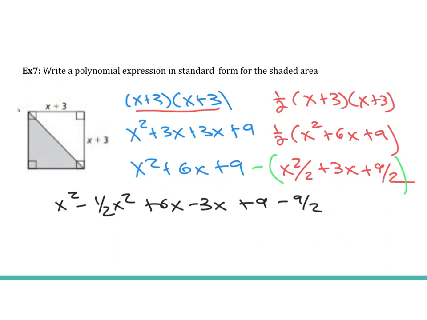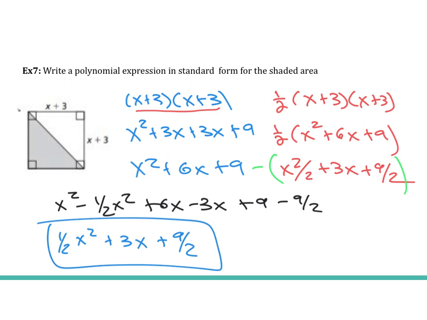And when I subtract everything, x squared minus 1/2 x squared is going to be 1/2 x squared. And then 6x minus 3x would be 3x. And last but not least, 9 minus 9 over 2 is going to be 9 over 2.